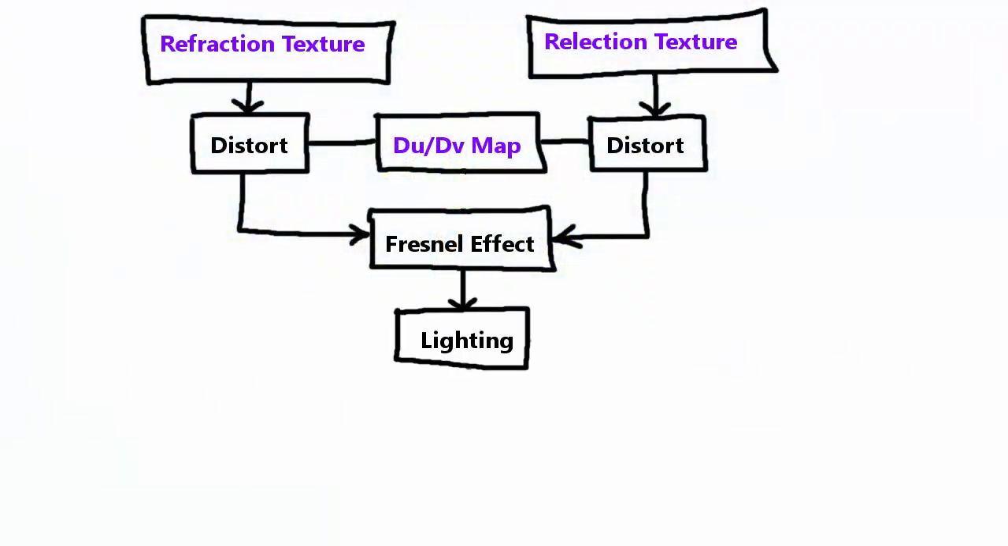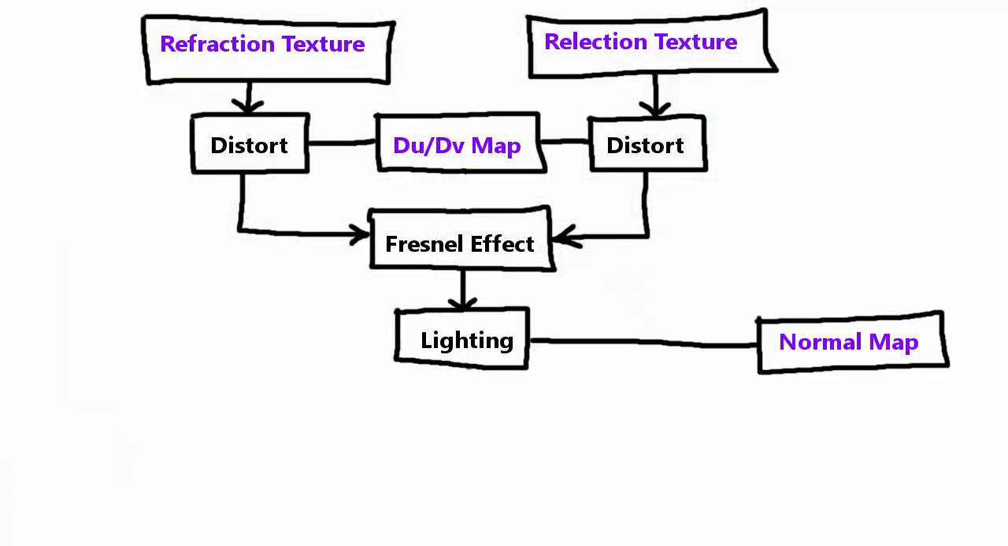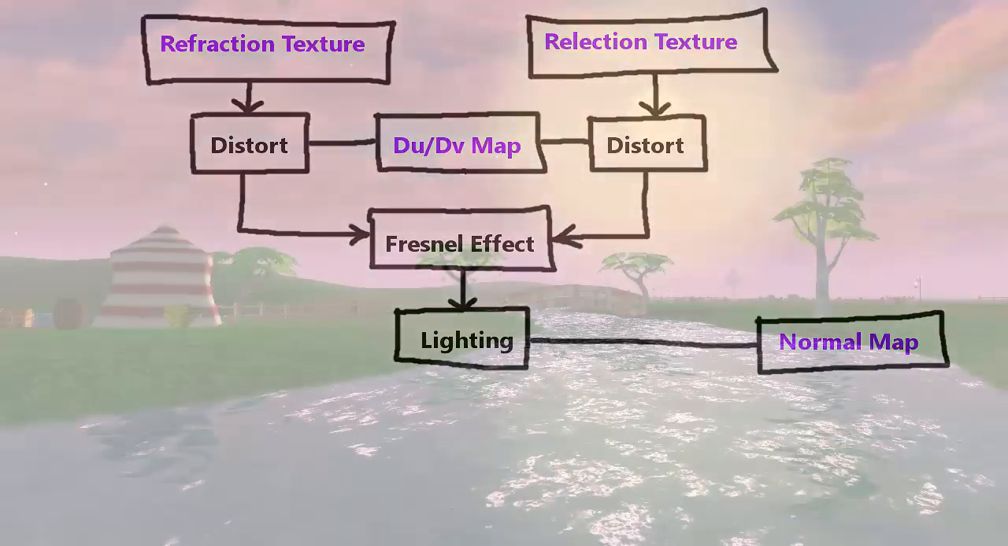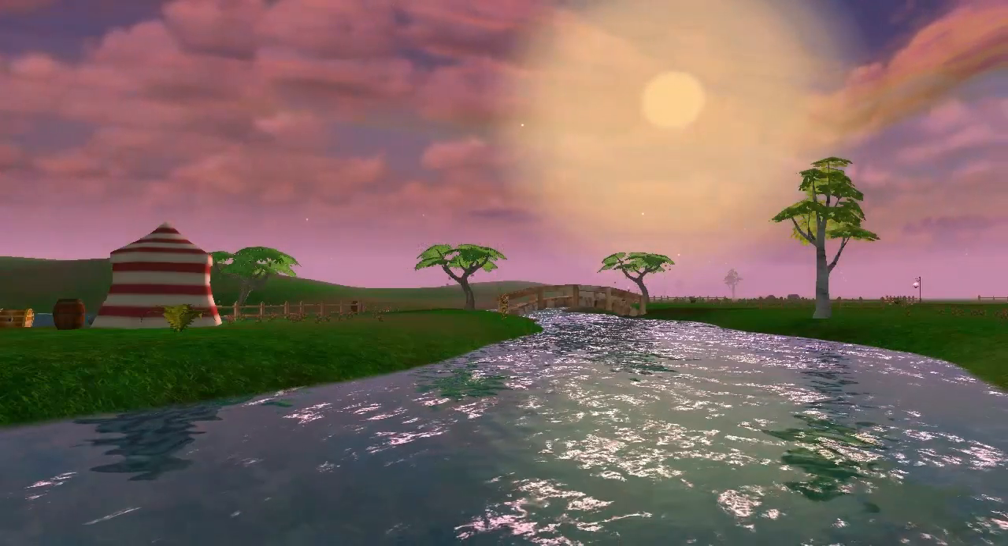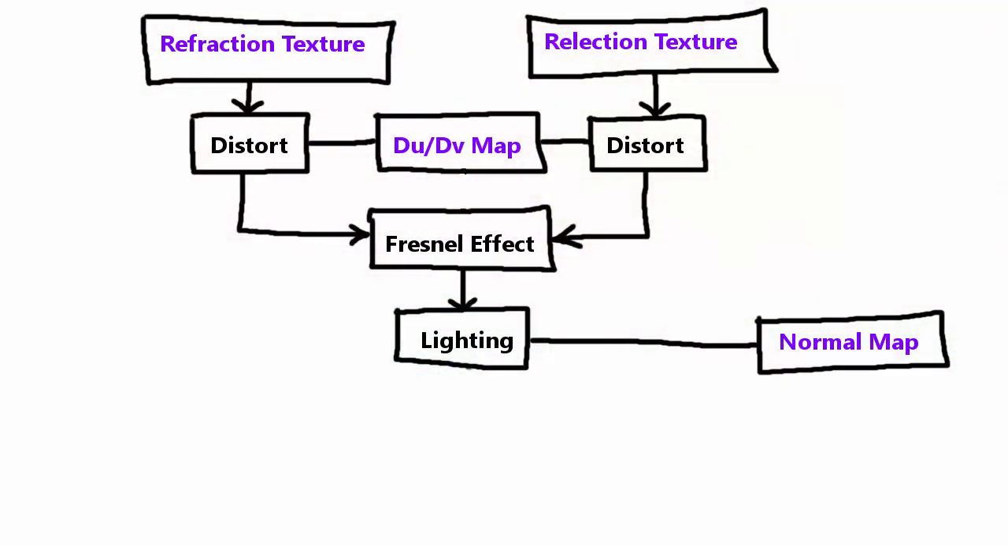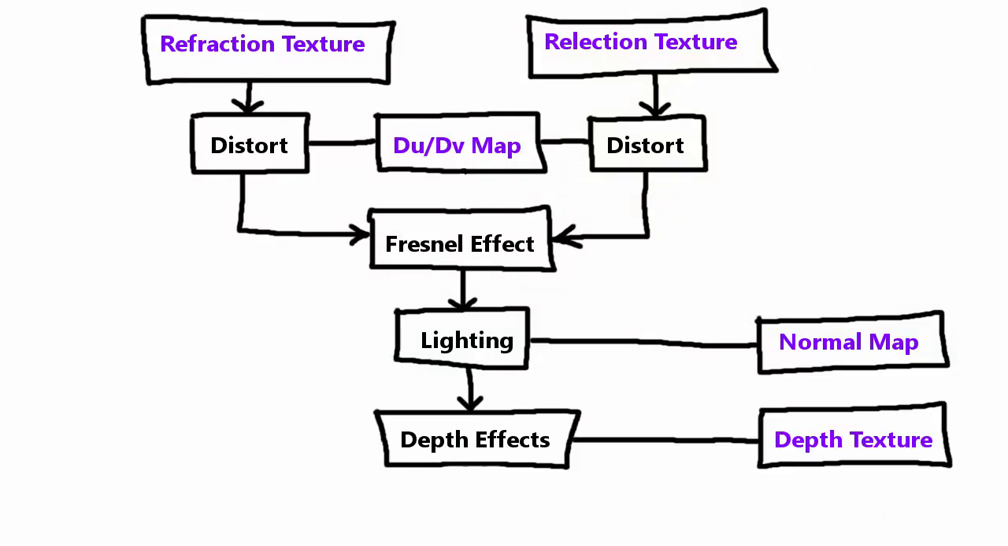We'll then add some lighting calculations with the help of a normal map to make the water look like it isn't flat, and we'll add some specular lighting to make the water glisten in the sunlight. Finally, we'll soften the edges of the water and possibly make the deeper areas look a little bit more murky using a depth texture which we'll create when we render the refraction texture. So that's what we're going to be doing over the next few weeks.